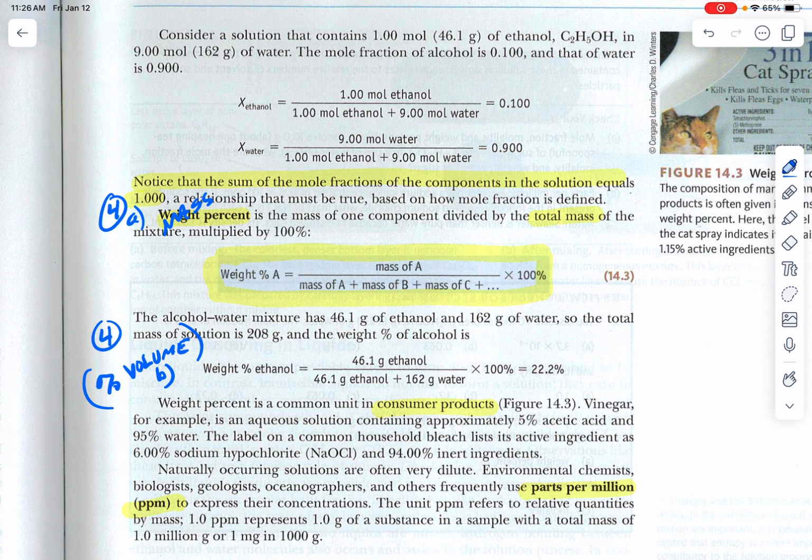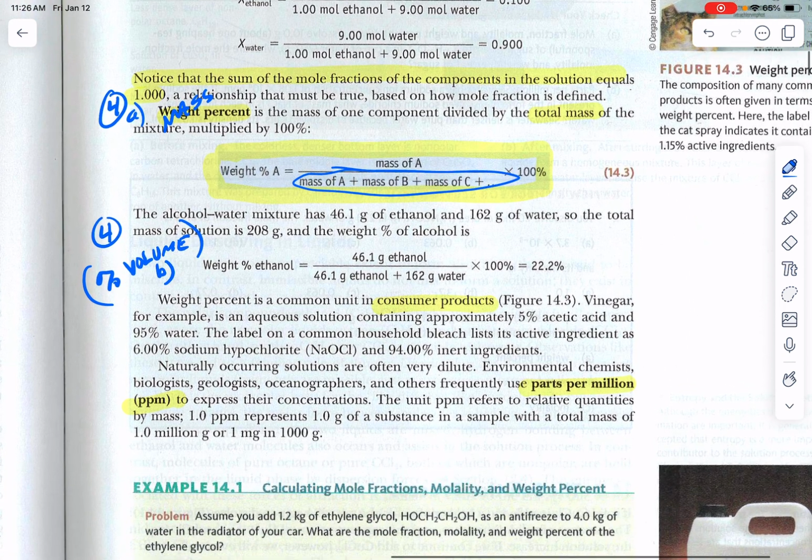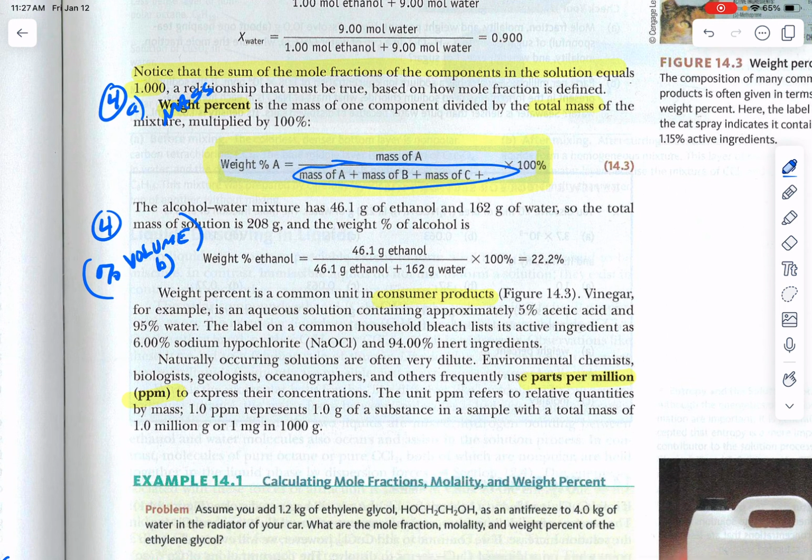And notice again that the masses of everything that's part of the mixture goes in the denominator. You can also do this by percentage volume, where everything is going to be in milliliters instead of grams.